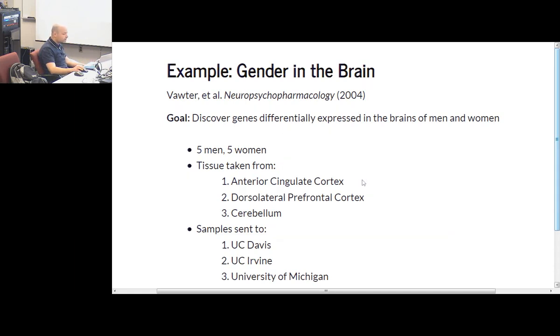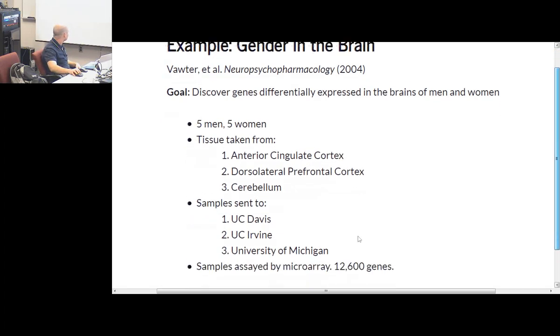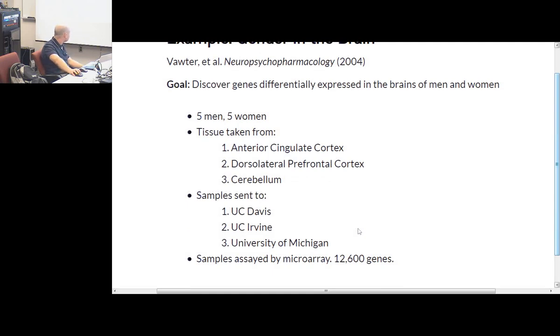And then for each of these 30 tissue samples, 1 aliquot was sent to each of 3 labs: Davis, Irvine, and Michigan. So we end up at the end of the day with 90 microarrays, 3 arrays for each of 30 tissue samples. The screen is a little bit off here, but I've got down here that for each of these 90, they were assayed by microarray, and we have data on 12,600 genes.